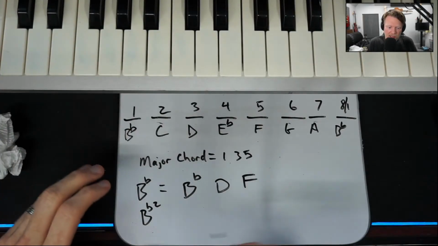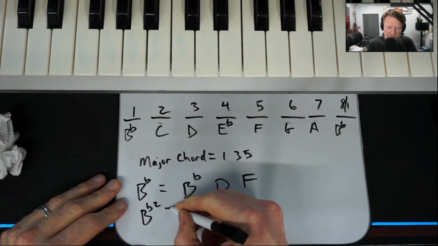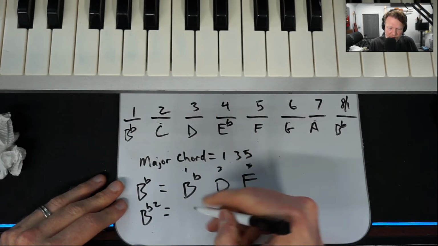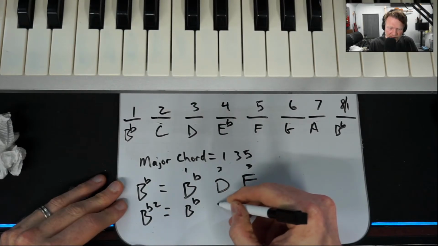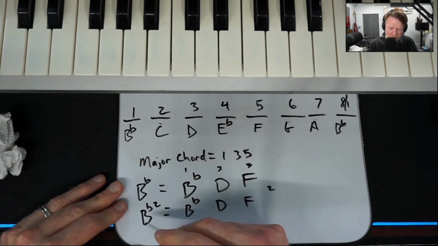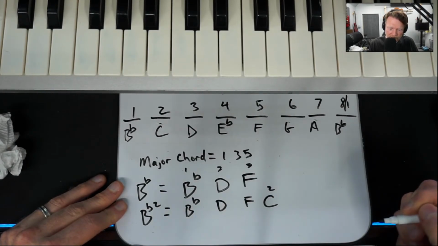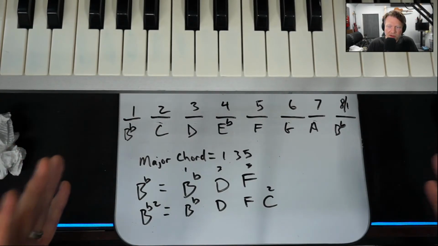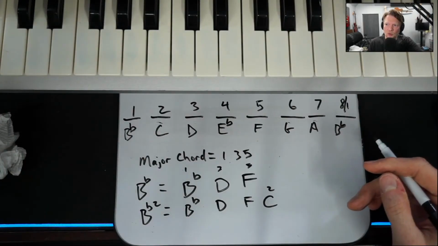So our 1, 3, 5 is still B flat, D, and F. But then we're going to add this 2 to it, so we're going to add a C note right there. That's all a B flat 2 is: a major chord, 1, 3, 5, with an added 2. Pretty simple. Thinking in numbers is super important when you're doing this, because now you know how to add things. Now you know what's going on.